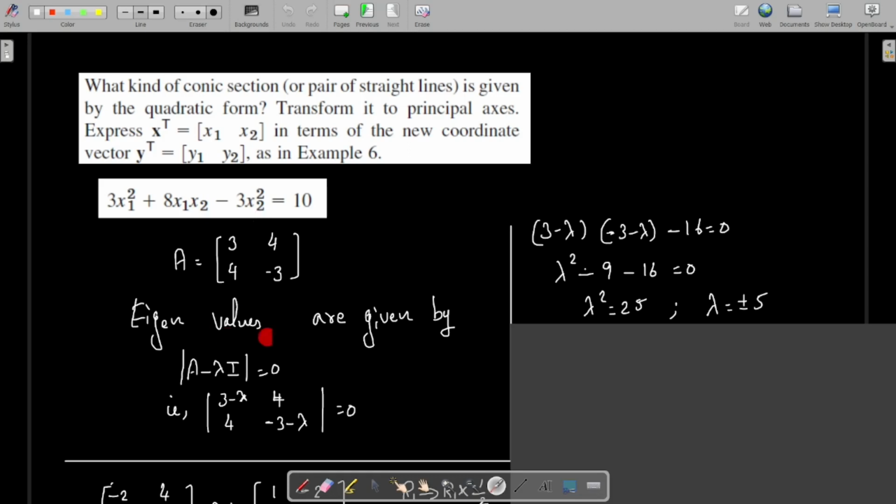Now we have to find the eigenvalues of capital A. It is given by determinant of A minus lambda I equal to 0. That is determinant of 3 minus lambda, 4, 4, minus 3 minus lambda equal to 0. And forming the corresponding equation and solving, you may get lambda square equal to 25 or lambda equal to plus or minus 5. These are the eigenvalues of the matrix A.